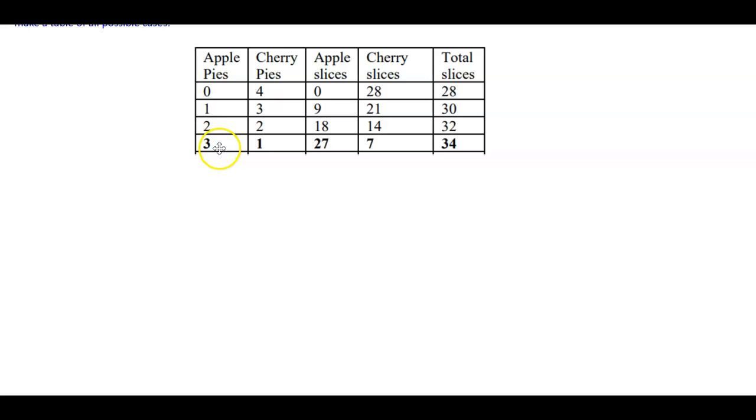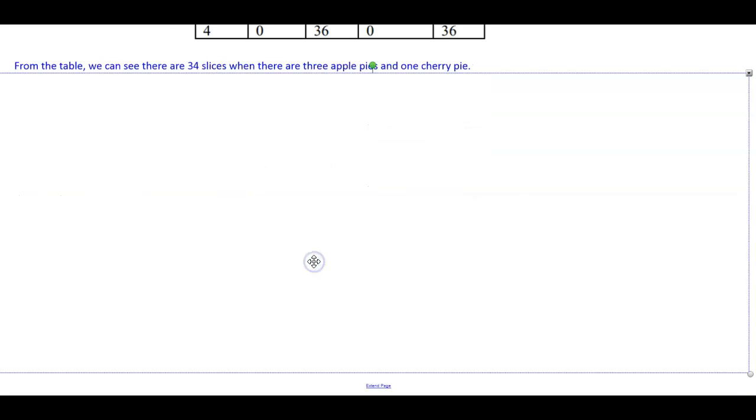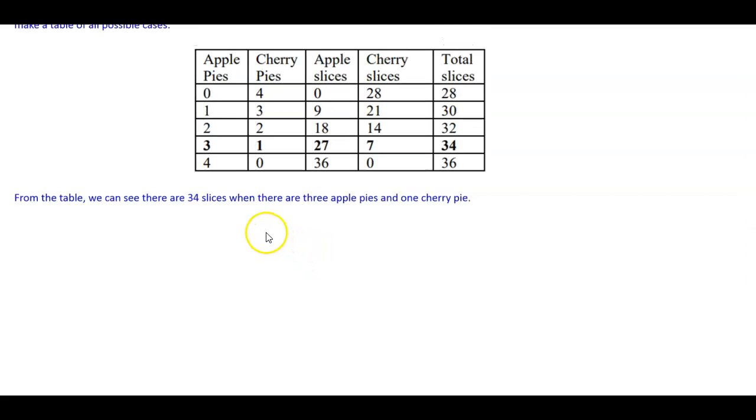Next, if you have 3 apple pies, 1 cherry pie, that means 9 times 3 is 27 apple slices, and then 1 times 7 is 7 cherry slices, which gives us 34, which is what we were looking for. If we had 4 apple pies, 0 cherry pies, that means 36 apple slices, and therefore we would have 36 slices. Now from the table, we can see that there are 34 slices when there are 3 apple pies and 1 cherry pie.